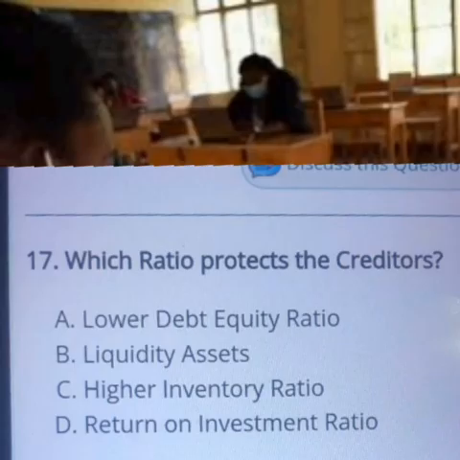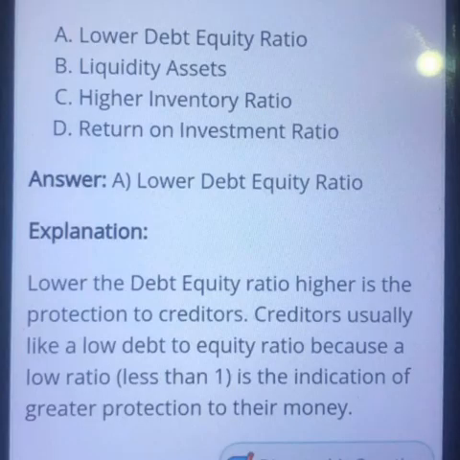Question number 17. Which ratio protects the creditors? A. Lower debt-equity ratio. B. Liquidity assets. C. Higher inventory ratio. D. Return on investment ratio. The true answer is A. Lower debt-equity ratio.